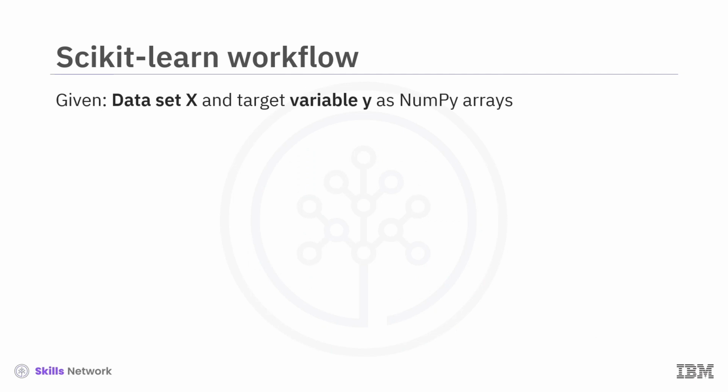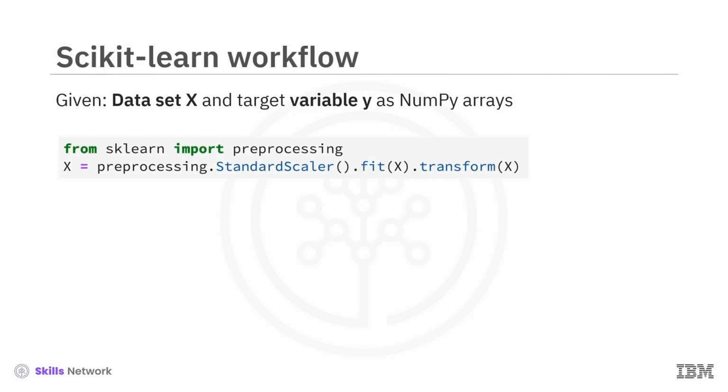Consider a dataset X and a target variable Y, both stored as numpy arrays. Scikit-learn's preprocessing package provides several common utility functions and transformer classes to help you prepare data for modeling. For instance, this first code block scales your data by standardizing it.